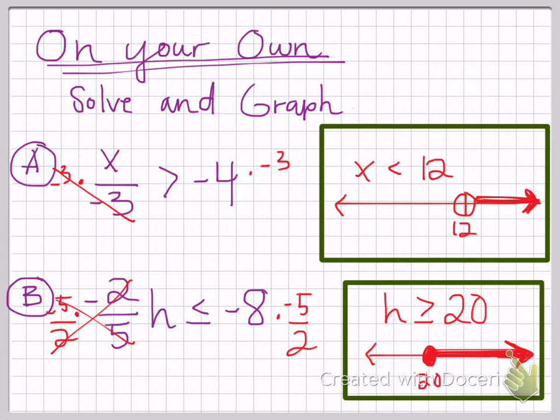B, h is greater than or equal to 20. Closed circle, and the arrow should be shaded to the right of it because the variable is greater than. Awesome job. We just have one more example, and that concludes your notes for today.